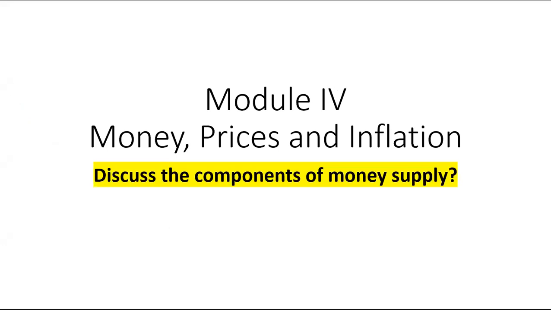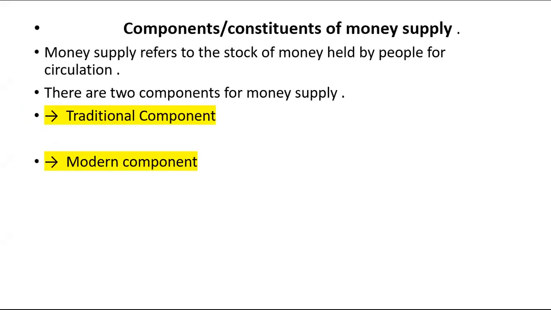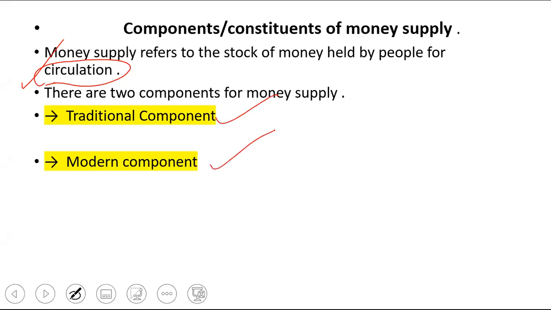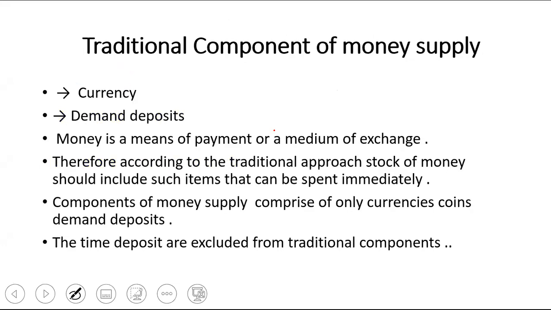So we started yesterday with module 4, money, price and inflation. And the very first question we have also started: what are the components of money supply? Now, we have talked about money supply, the total amount of money which is held by the people for circulation. An important term here is circulation. There are two components of money supply: one is traditional and the other is modern. At a single point of time, money supply refers to the amount of money which is in circulation. That is important. What is the traditional component?